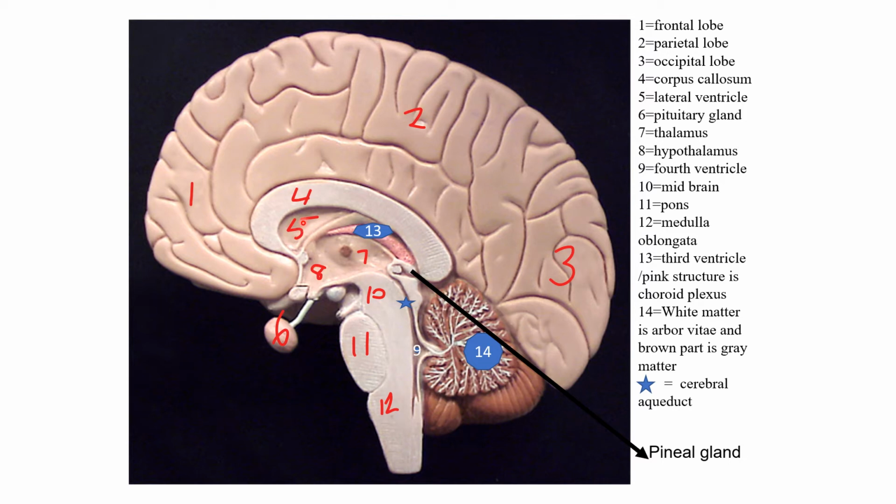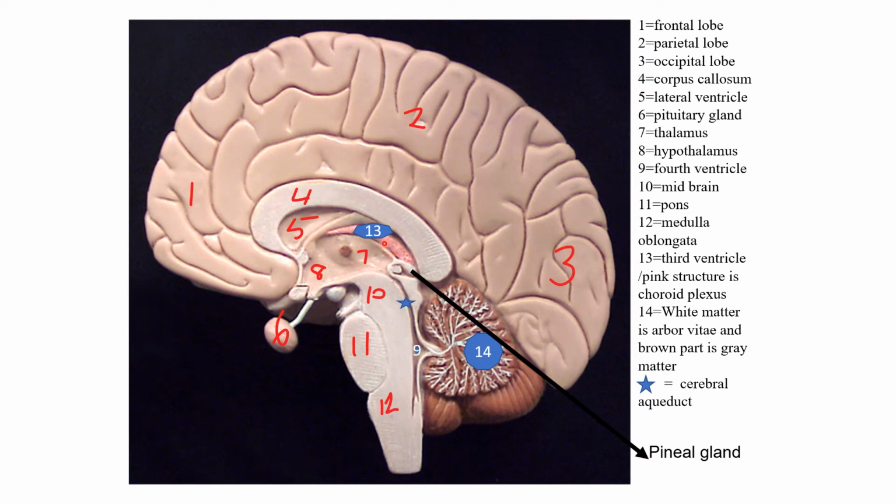Right here, this is where we would find our lateral ventricle, in this region right there. Right here, this is where we would have our third ventricle. And right in front of the cerebellum, we would have our fourth ventricle. This canal right here is the cerebral aqueduct. So the CSF moves from the third ventricle down the cerebral aqueduct into the fourth ventricle.